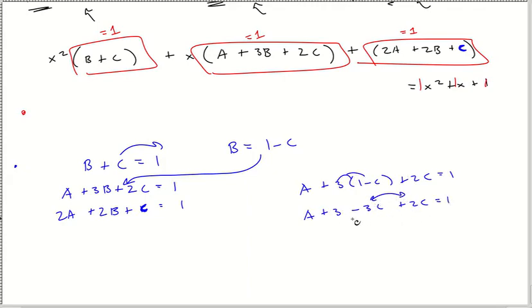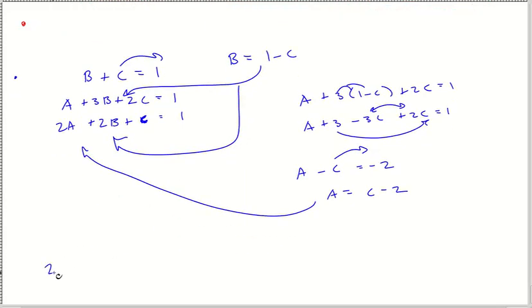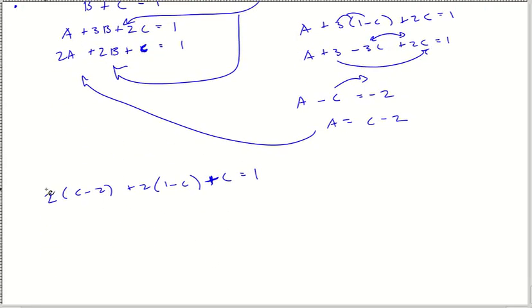I'm hoping that you're getting some enjoyment out of all this. Minus C equals a negative 2. Let's move the C over. So I got an A is equal to negative C. Let's just do a C minus 2 is good enough. Now I can plug that in here, and I can plug in this right here. And so then I got 2 times C minus 2, 2 times 1 minus C, and then a C should equal 1. Boy, we better be able to solve for C this time.